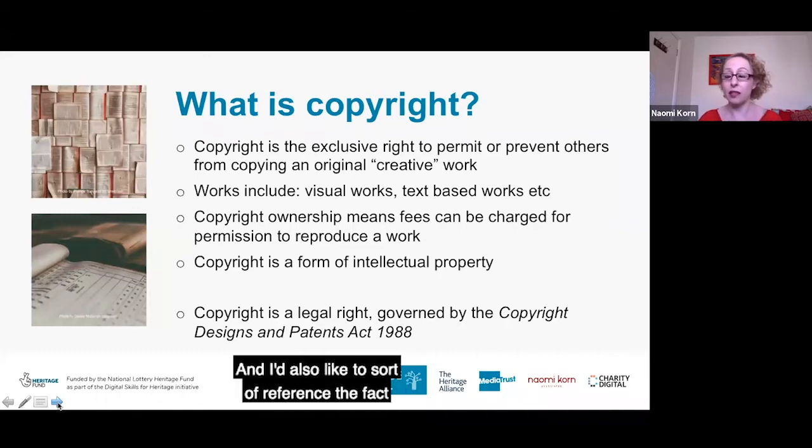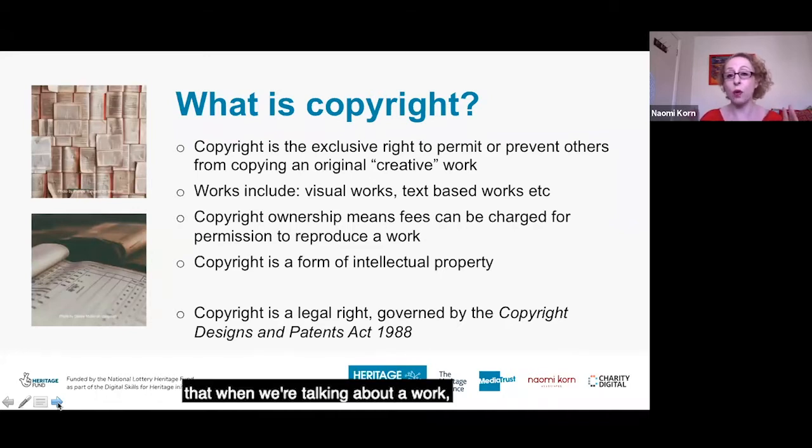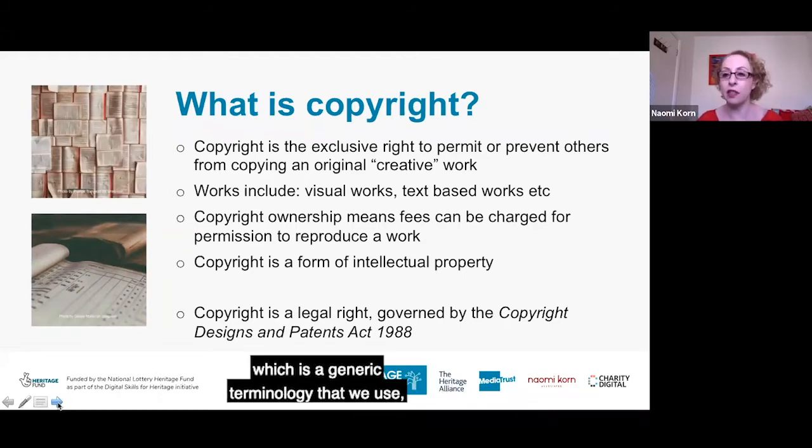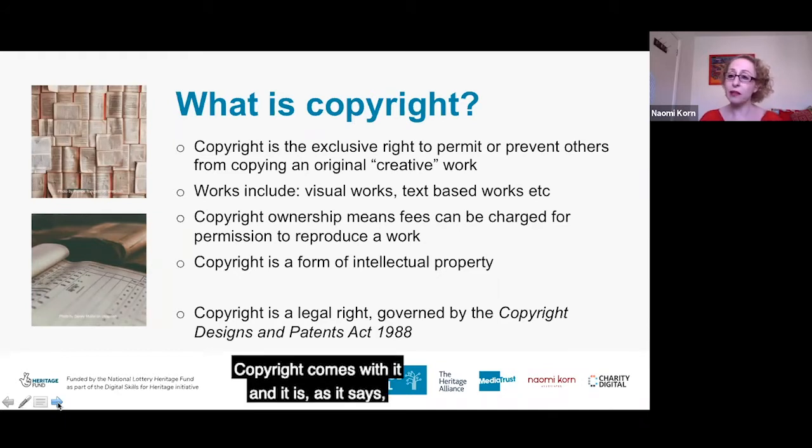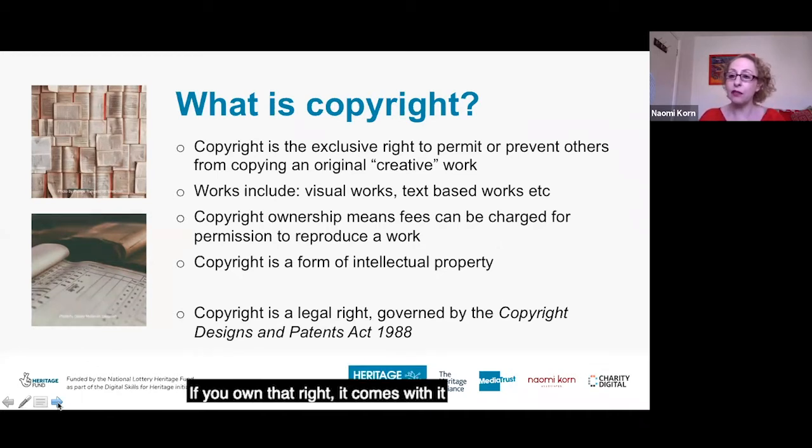And I'd also like to reference the fact that when we're talking about a work, which is the generic terminology that we use when we're talking about copyright, it can be digital, it could be analog based, it could be both born digital and also a digital surrogate. The extent of copyright protection is very broad indeed. Copyright comes with it, and it is, as it says, a copyright, a right to enable copying by other people. If you own that right, it comes with it also the ability to charge a fee if someone else reproduces your work.